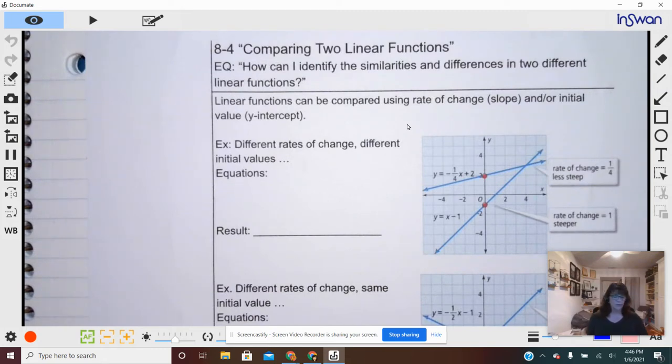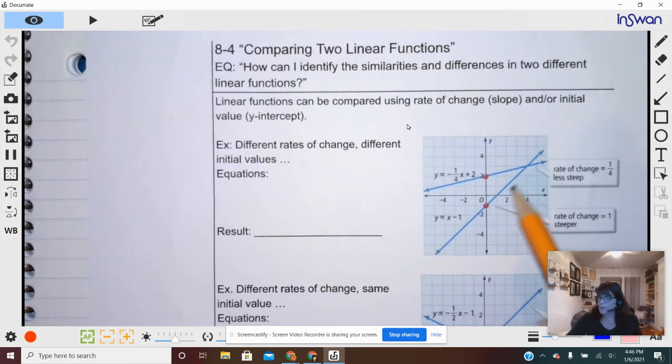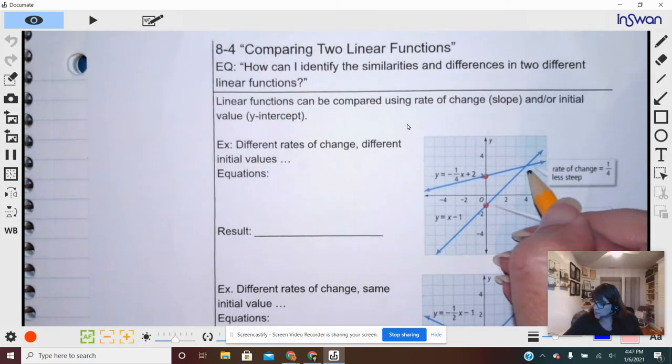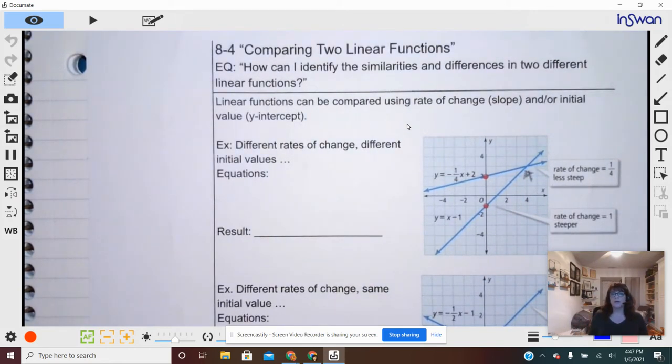Now, if you look at them as graphs, okay, you're going to see that one is gentler, one is steeper. They cross the y-intercept at different points. Okay, and when that happens, we have an intersection. Okay, but guess what? You don't always have to graph it. You're not always going to have graph paper. So let's look at what our options might be. Okay, and I'm grabbing a couple more colors to help us out.